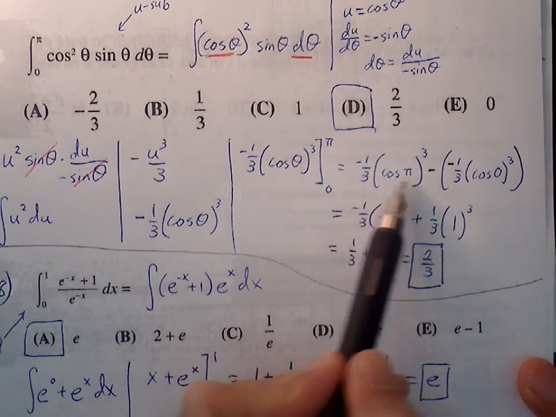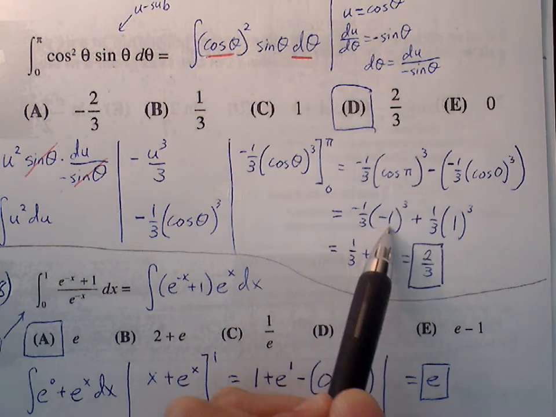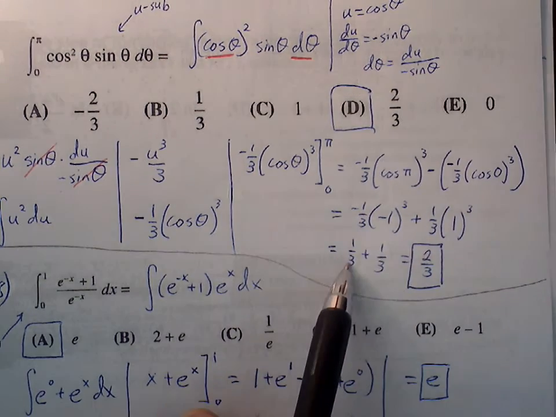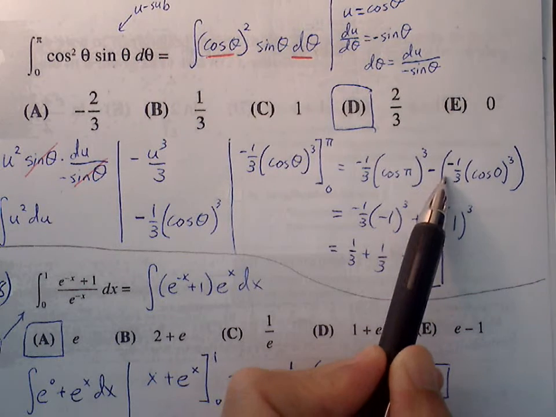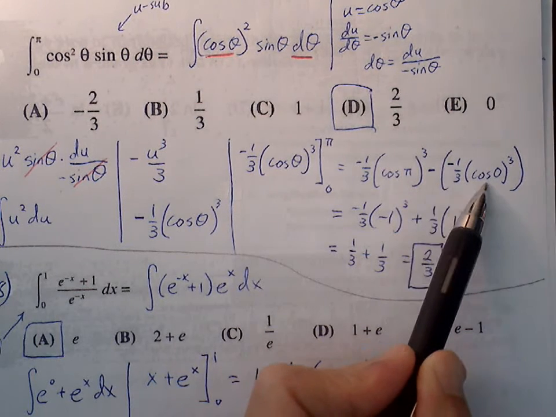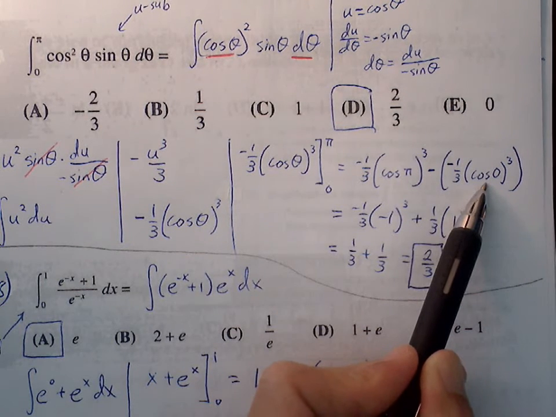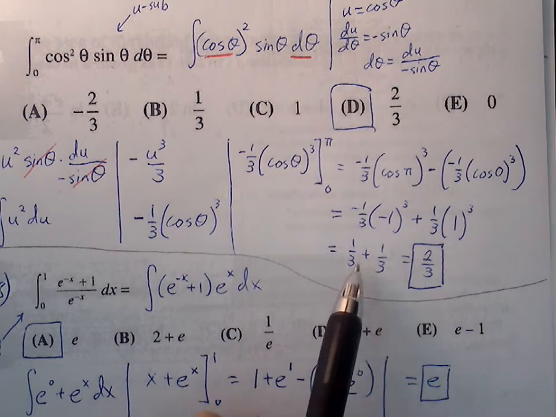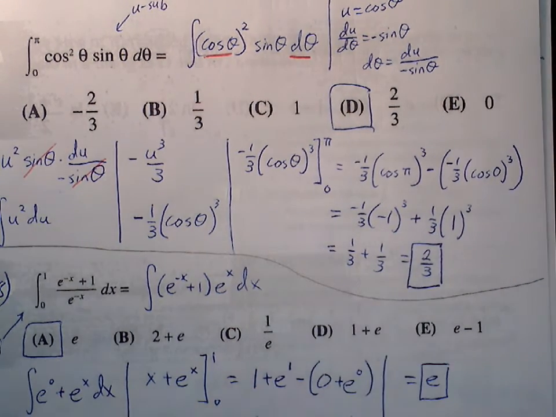So first thing is cosine pi. Cosine pi is negative 1. Negative 1 cubed is negative. Negative times negative is positive, so that ends up with 1/3. Here, we have two negatives, which becomes positive. Cosine of 0 is 1. 1 cubed is 1. So that remains a positive 1/3. 1/3 plus 1/3 is 2/3.